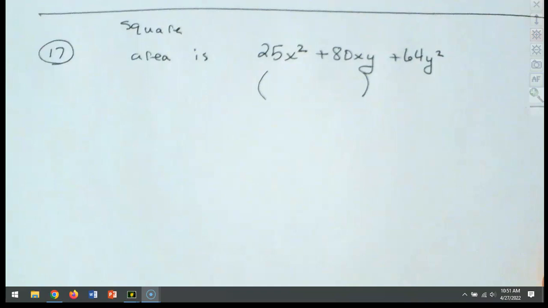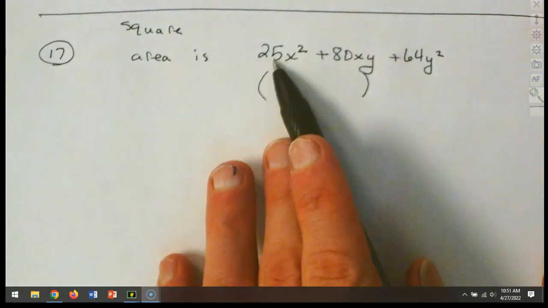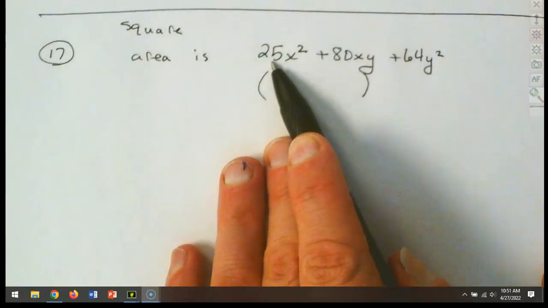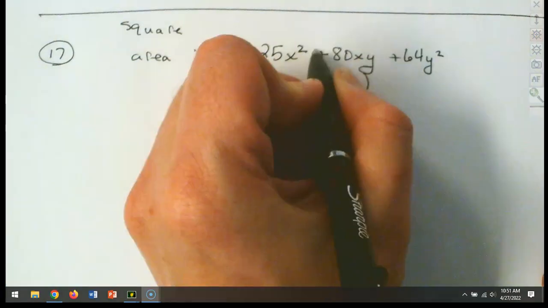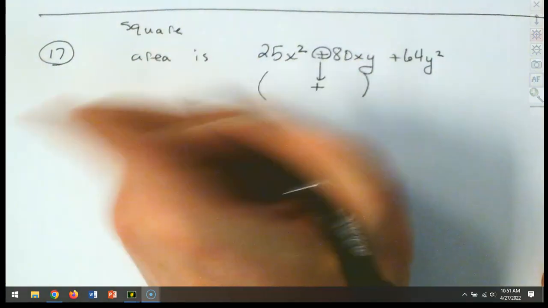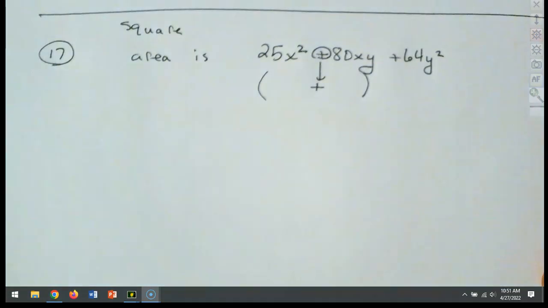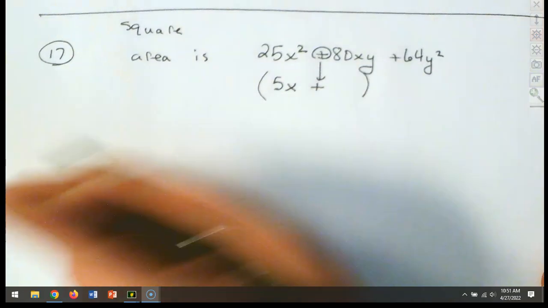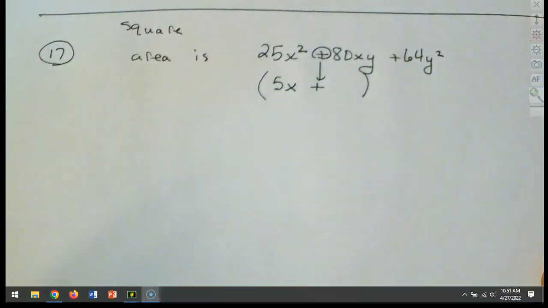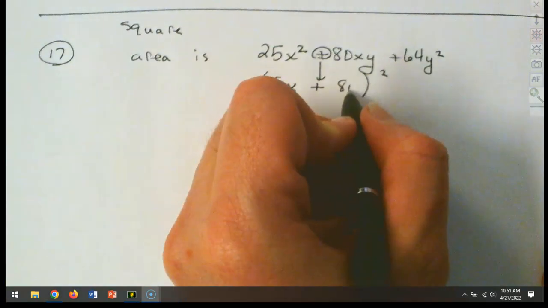Someone tell me what will happen here. We know it's a square, right? And is 25 a perfect square? Yep. 64 a perfect square? Yep. What's the sign in the middle? Positive. Okay. 25 is a perfect square of 5, so that's 5x. 64 is a perfect square of what? 8. So that's 8y there.